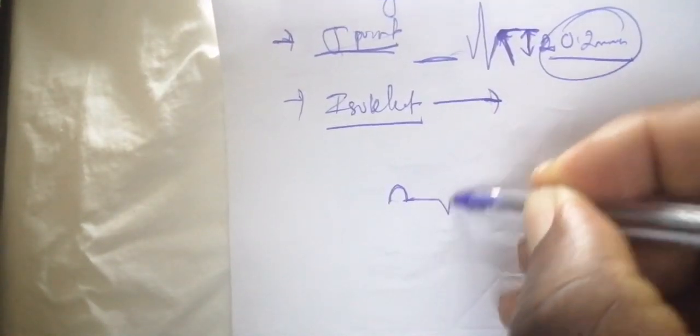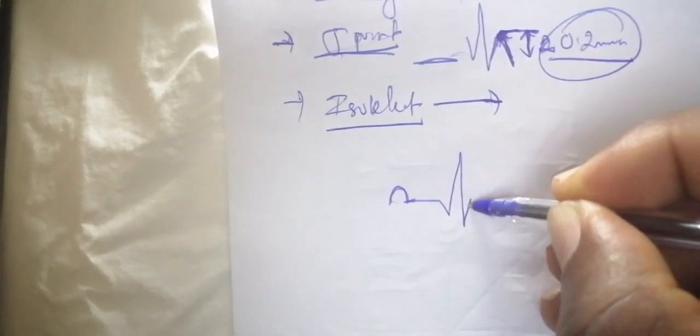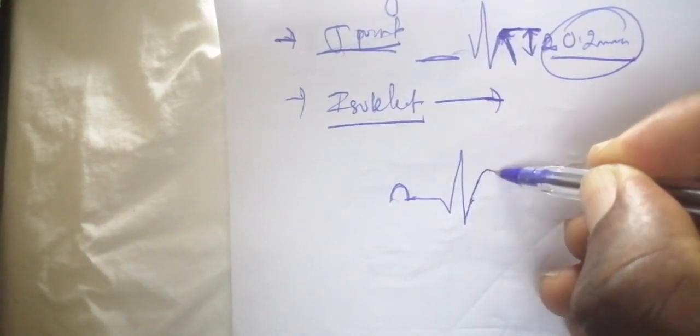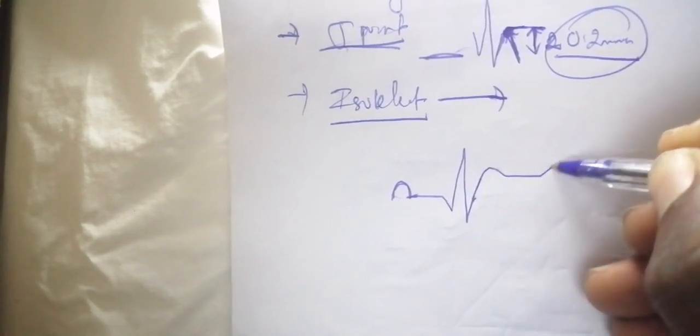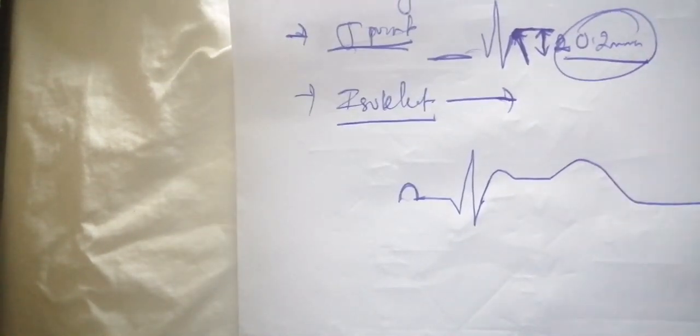So what do I mean by that? Let's say that you have a patient with a P wave as such, then you have the QRS complex, then you have like this, and then yes, you have the T wave. Is it clear? So let's say that you have this. Now you need to know that here is the PR interval line.